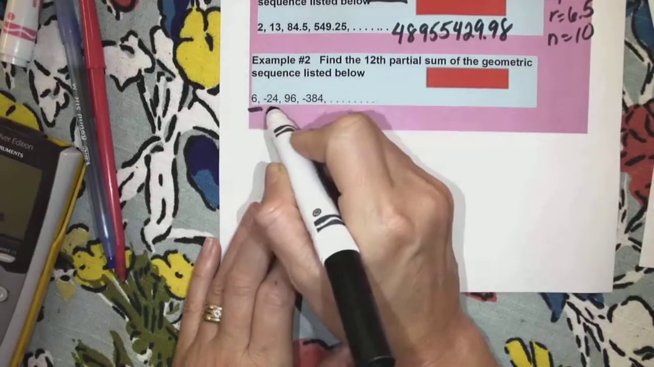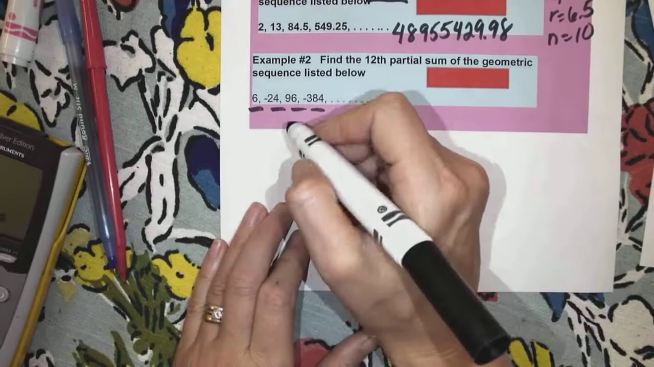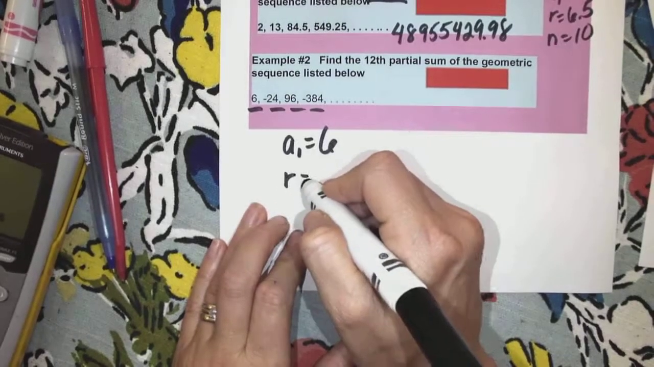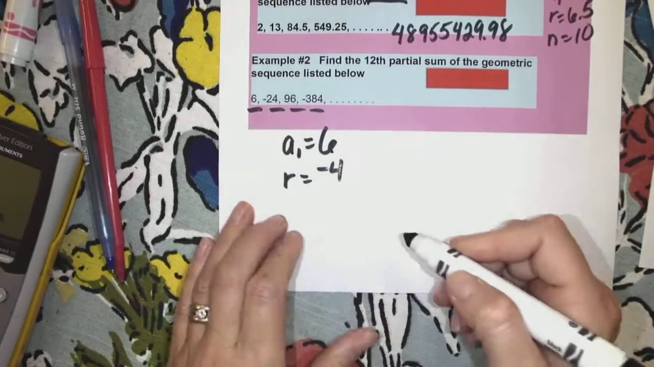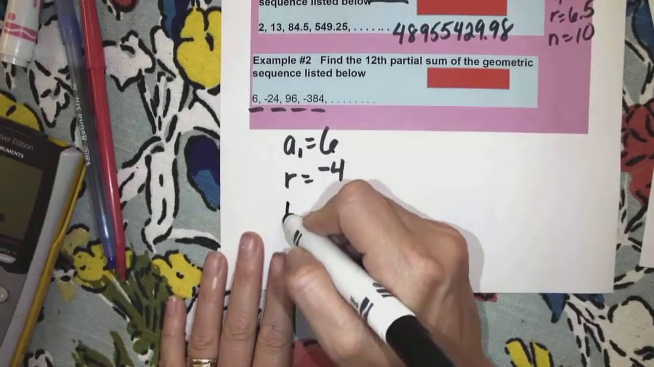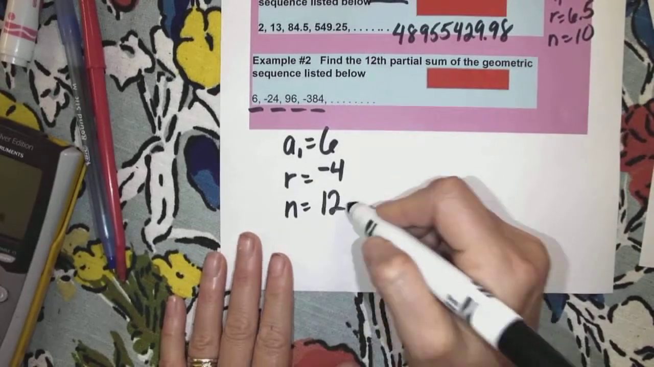The other one we have here, it says I want the 12th partial sum. I can see here that I have my three things pretty easily. A sub 1 is 6. My R looks like it's -4. If I multiply by -4 each time, I get what they have there. And it said I wanted the 12th, so N is 12.